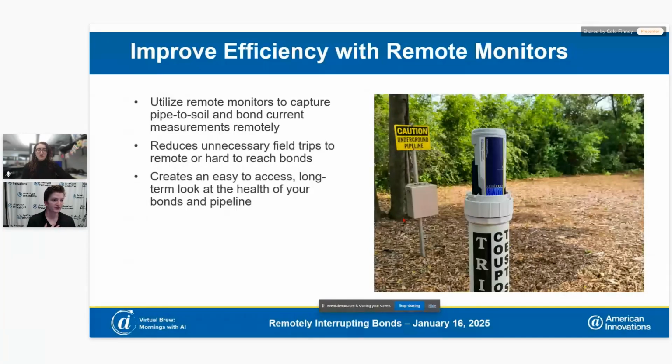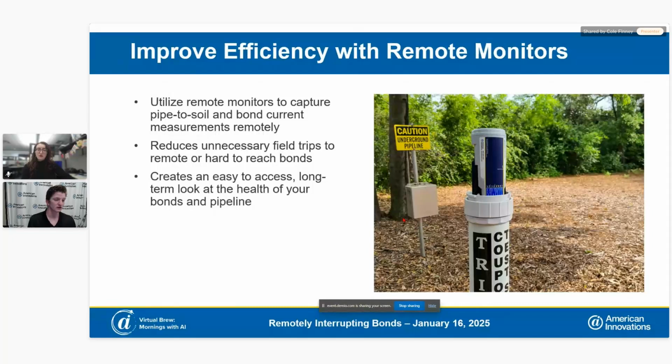So that's not as efficient when you're out in the field. I've been out there myself and done this, and it sometimes can take upwards of 15 minutes to just go ahead and remove, especially if you have multiple bonds in one box. It could take a long time to manually disconnect all those bonds and get your interruption cycle set up for your surveys. So by using Bullhorn remote monitors, you'll be able to actually capture all those measurements that I was just talking about remotely.